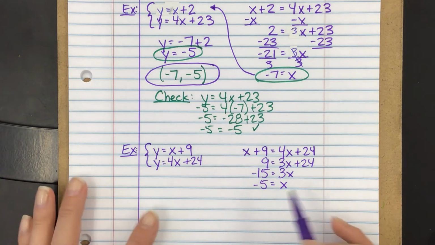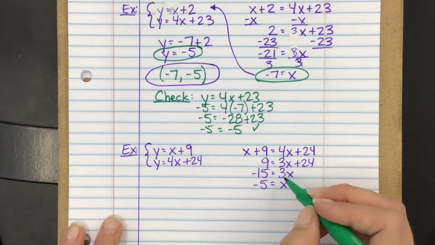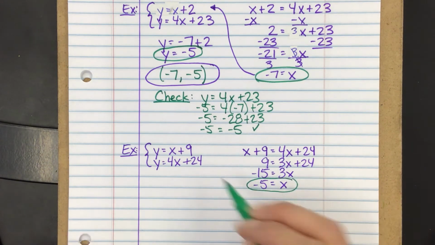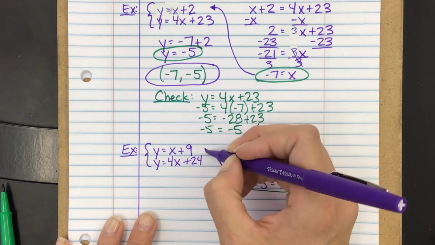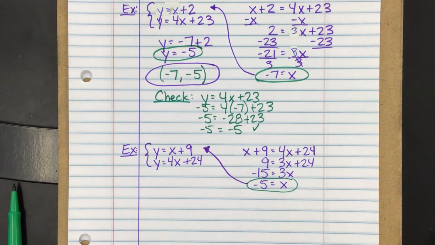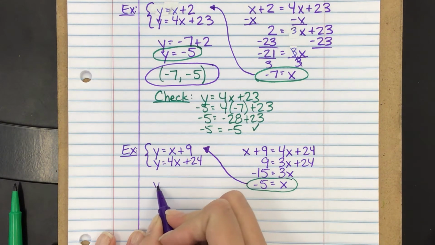So now I'm going to take my first piece of information here and plug it into one of my equations. It actually does not matter which one. So I'm going to choose the top one here, and I'm going to find my y value. So I'm going to plug in -5 here for x.